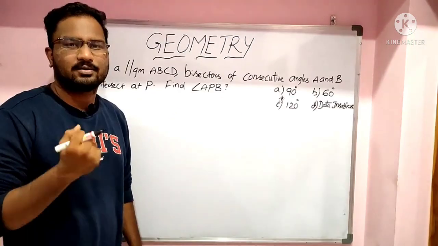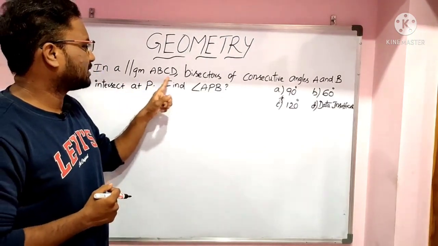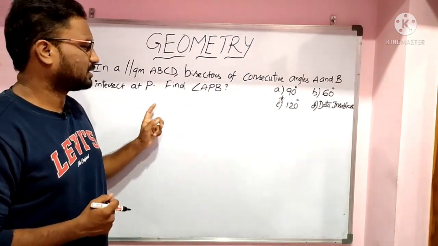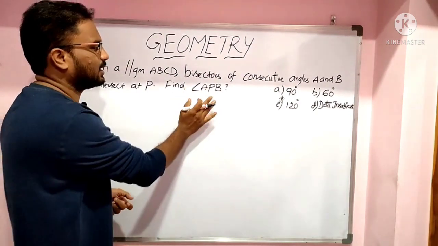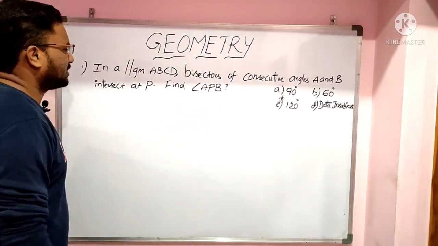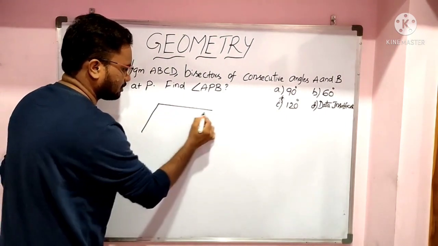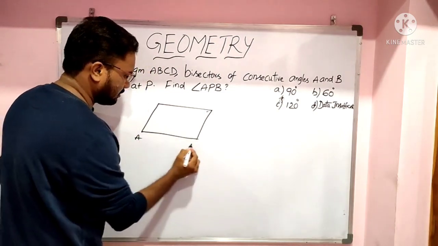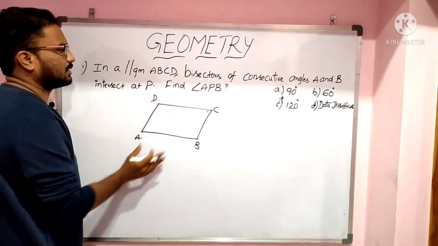First problem: in a parallelogram ABCD, bisectors of consecutive angles A and B intersect at P. Find angle APB. So we need to find this angle. Let's draw a parallelogram ABCD. So this is the parallelogram.